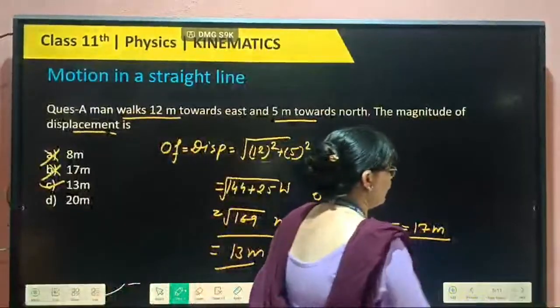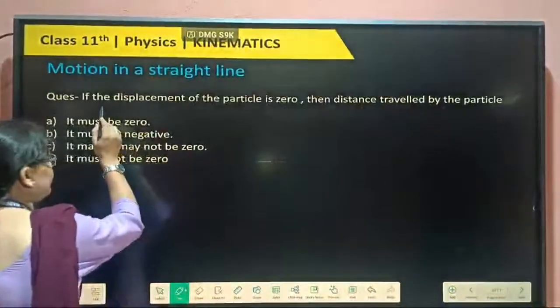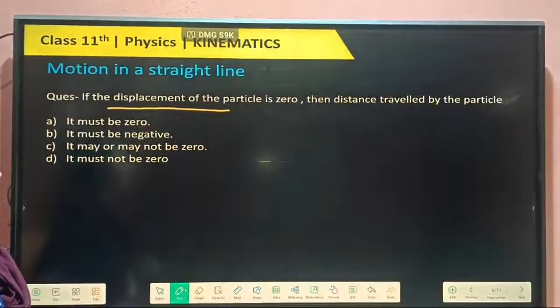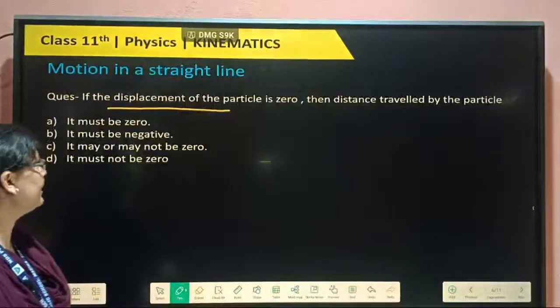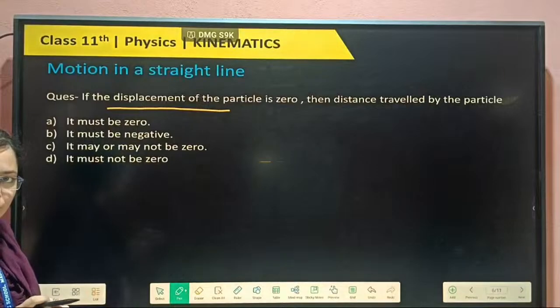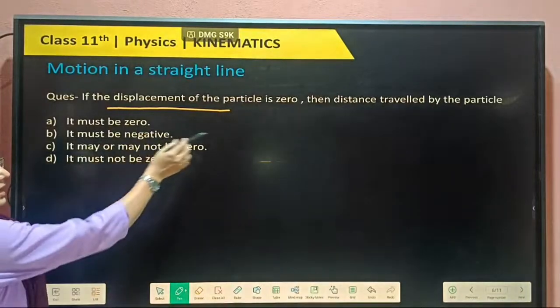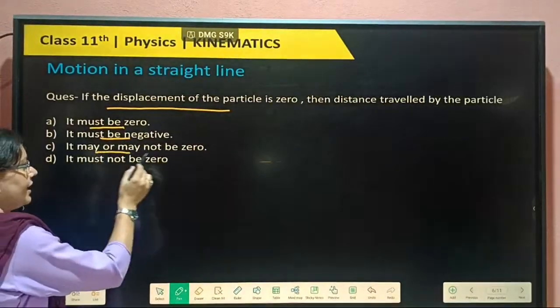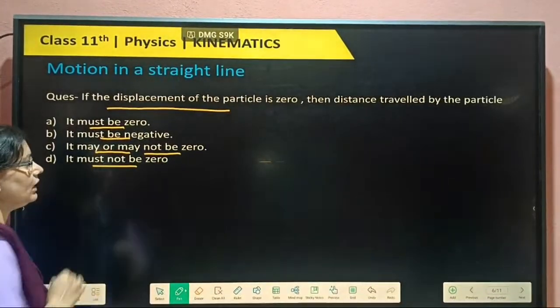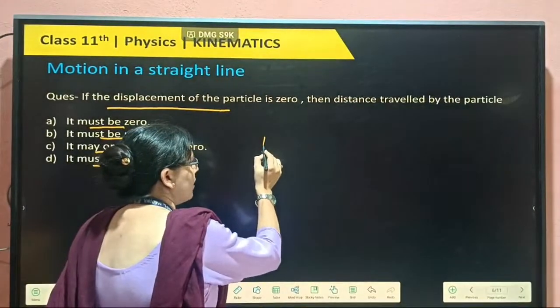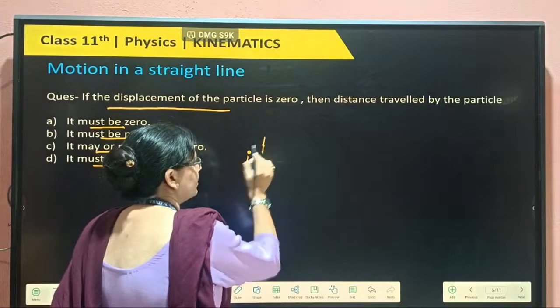Our next question, beta. See, if the displacement of the particle is zero, then find the distance traveled by the particle. It must be zero. If the displacement of the particle is zero, then can we say the distance also will be zero? Distance must be negative. It may or may not be zero. It must be 0.